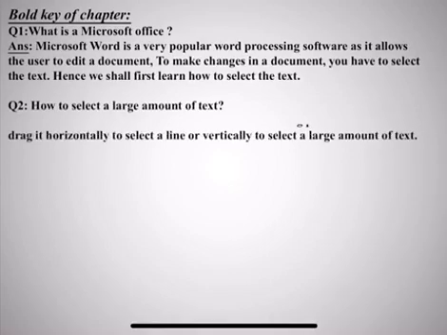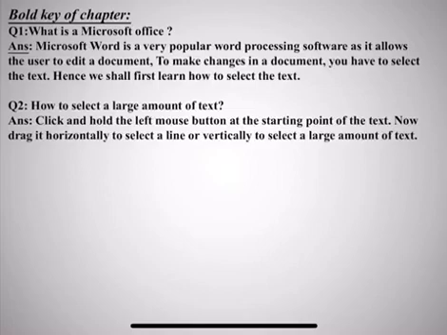How to select a large amount of text. Click and hold the left mouse button at a starting point of the text. Now drag it horizontally to select a line or vertically to select a large amount of text.